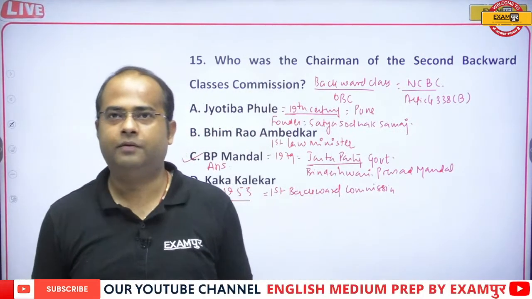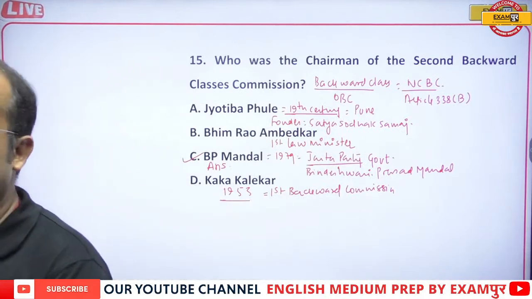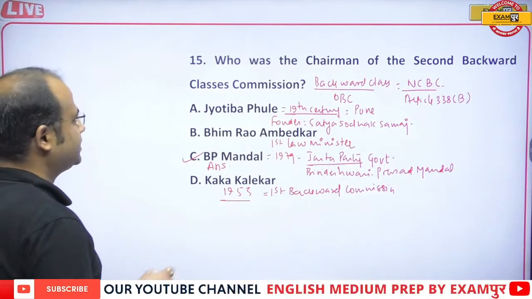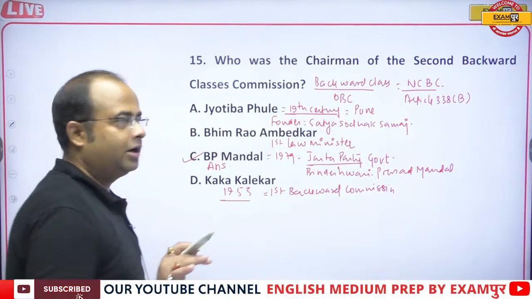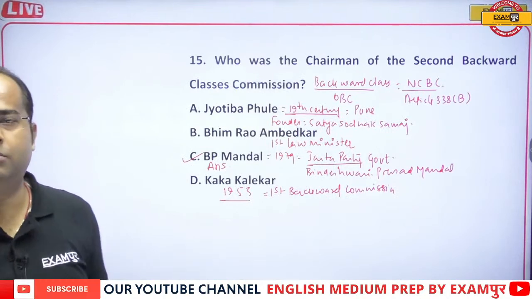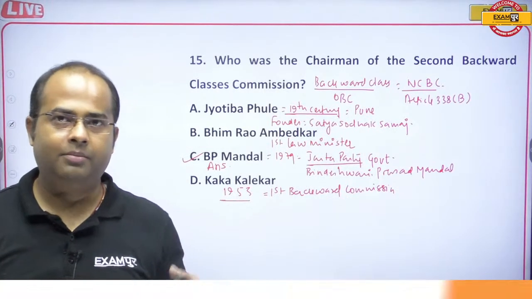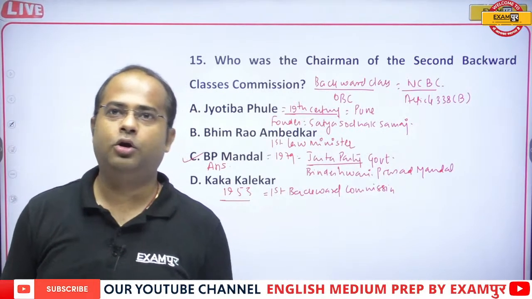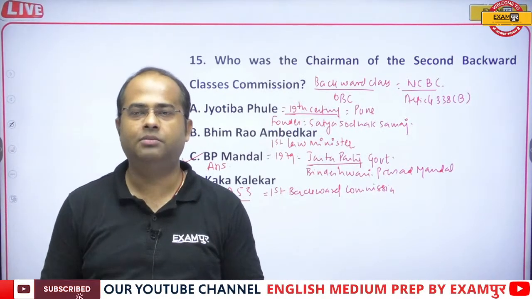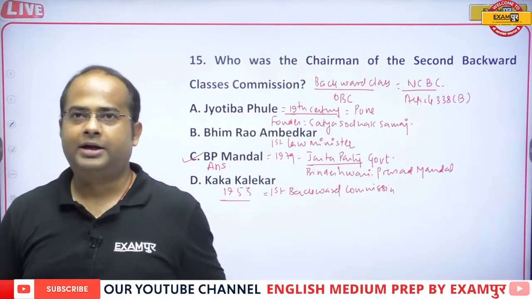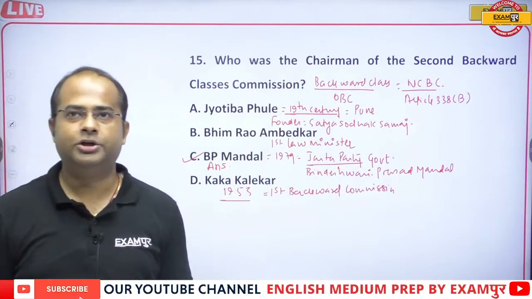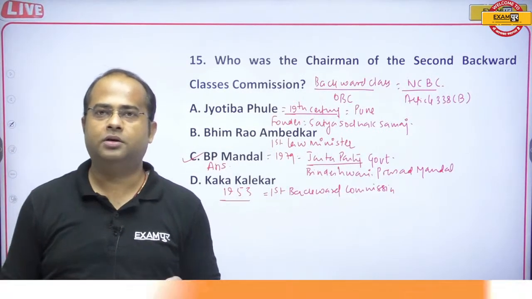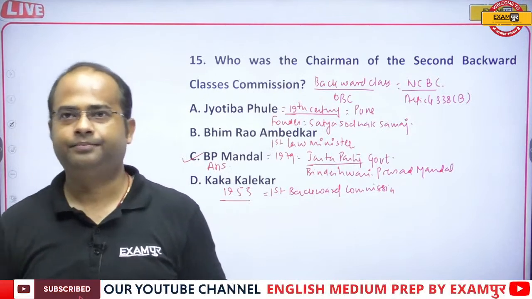1979, Janata Party government formed. Kaka Kalekar Commission, 1953, and it was during the time of Pandit Nehru. Now NCBC is a constitutional body; through the 102nd Amendment Act, it was given constitutional status. So the correct answer will be option C, that is Bindeshwari Prasad Mandal. Kaka Kalekar 1953. Bhim Rao Ambedkar was the first law minister of India.